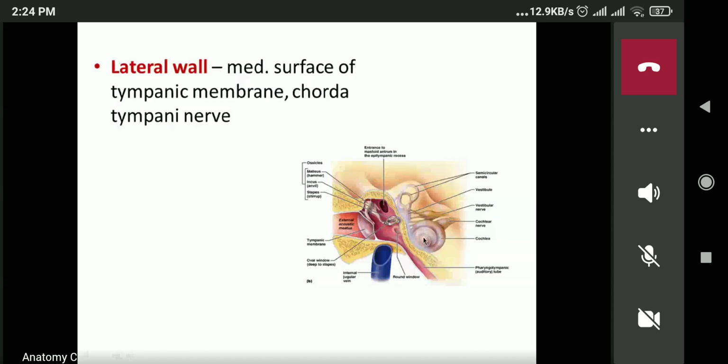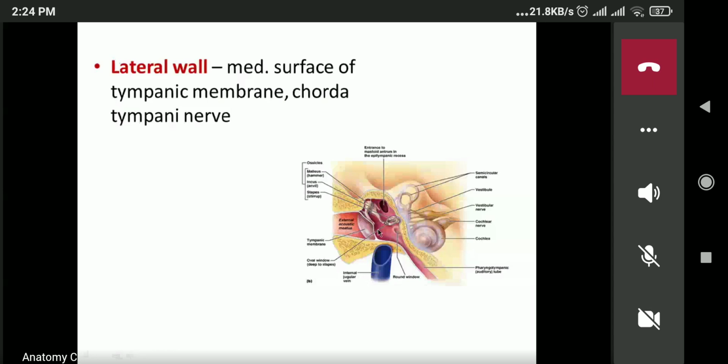Now this is the lateral wall. This is the tympanic membrane. The medial surface of the tympanic membrane forms the lateral wall of the middle ear cavity. So this is the lateral wall, and this is the medial wall.